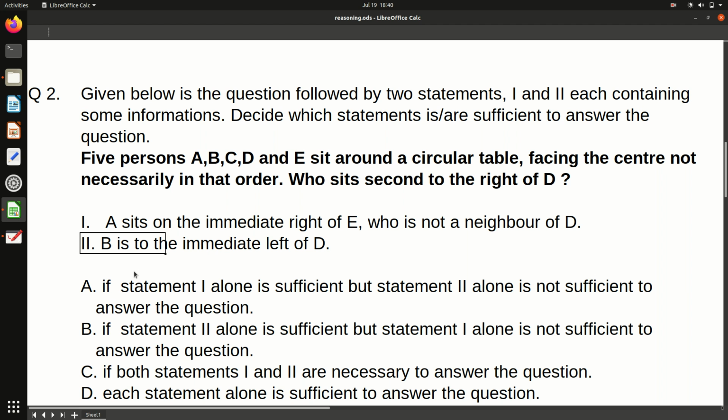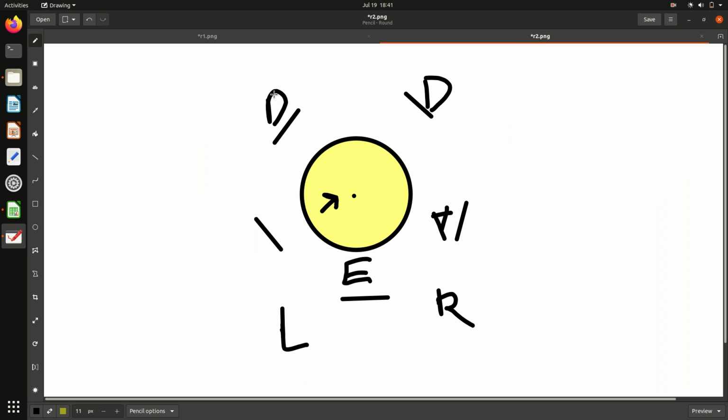Let us see. The second statement says that B is to the immediate left of D. So one more piece of information we got: B is to the immediate left of D. Now D could be here also, I don't know. But one thing we know is that B is immediate left. So let us see where B could be sitting. Immediate left means, now see where the left of this D will be, this direction or this direction.